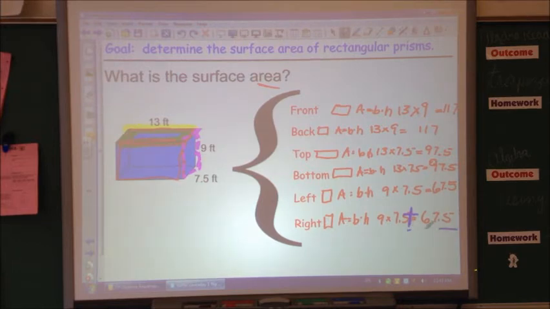And hopefully, if you've beaten me, you have gotten 564. Remember, we need to label it feet because it's area squared. And this is actually the surface area, so I'm going to put SA. Up here was just the area. This is surface area. This is the whole shape.